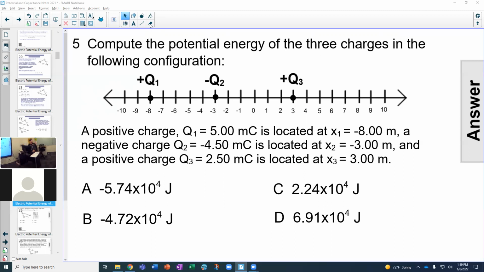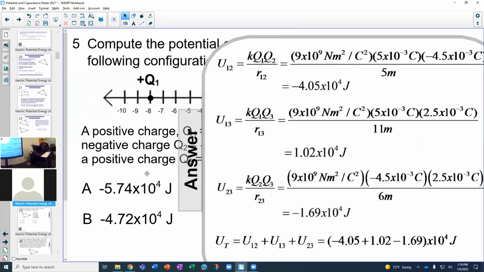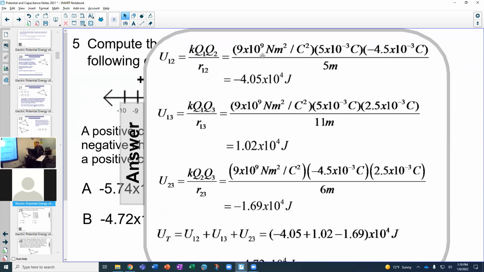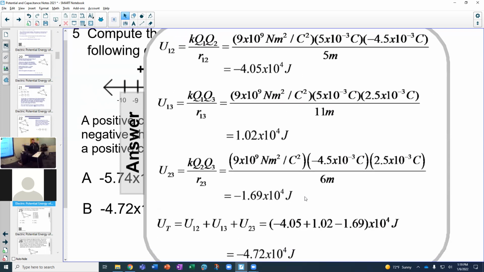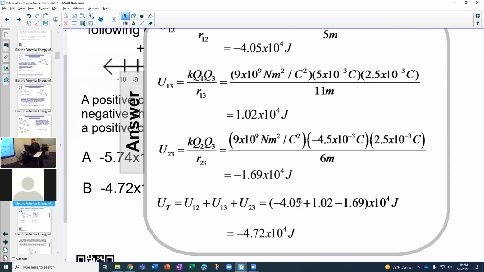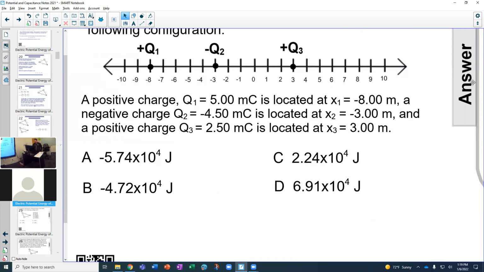So I'm seeing a few people getting B. Here is the strategy that they're using. So just finding this relationship for 1 to 2 is negative 4.05 times 10 to the 4th. From 1 to 3, 1.02 times 10 to the 4th. From 2 to 3, negative 1.69 times 10 to the 4th. And then we add them together. And they just added them with the exponent, the scientific notation portion out here, and got negative 4.72 times 10 to the 4th joules.